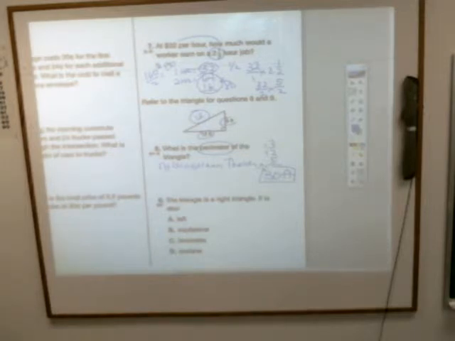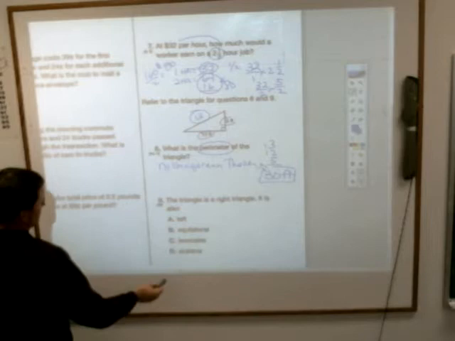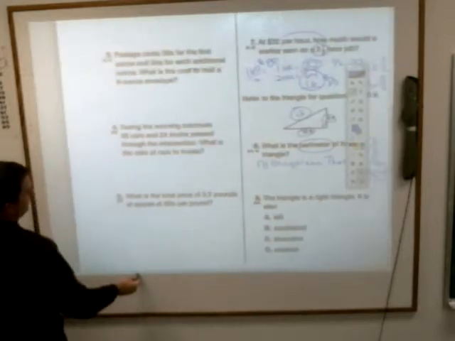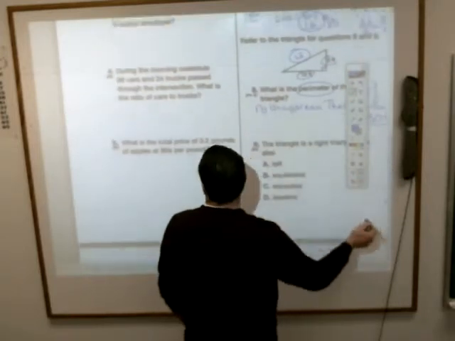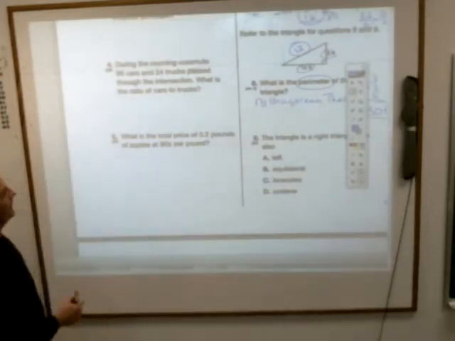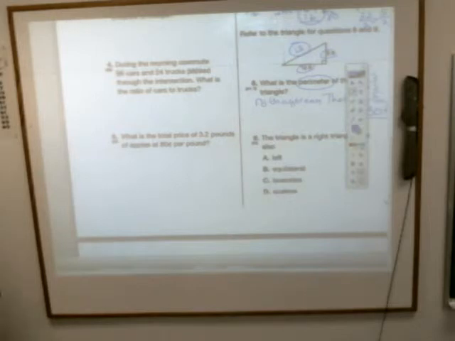Kendall Powell. What is the total price of 3.2 pounds of apples at 80 cents per pound? What did you get, pray tell? $3. Can I ask how you got that? I did 3 times 80, and then that equals $2.10 plus 3 cents. Where does 20 cents come from?